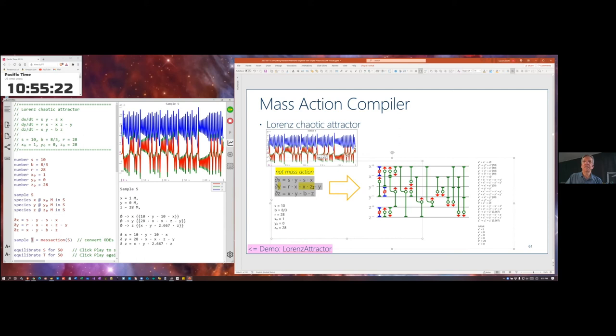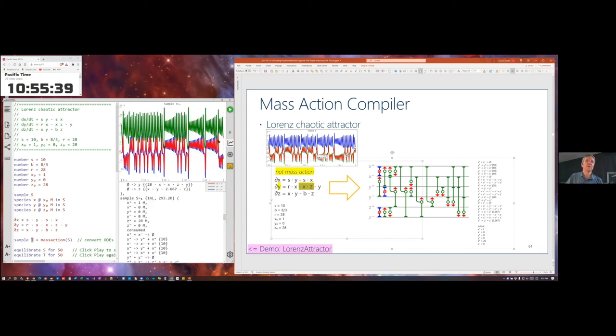Now, this is non-trivial because the Lorenz system is not mass action. This negative monomial violates the conditions for the algorithm to work to convert to chemical reactions. So you need to do something a little bit more clever, but that's also algorithmically possible. And so what this thing does here, if I run the second part, it shows you the mass action chemical reaction network, which is actually produced from those non-mass action ODEs. So it goes from three ODEs to maybe 20 chemical reactions or so.